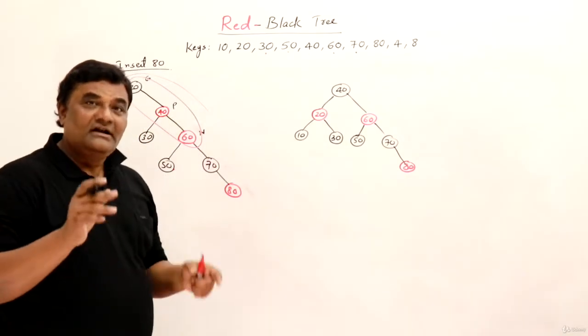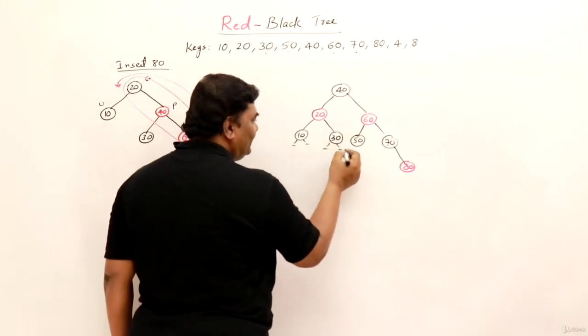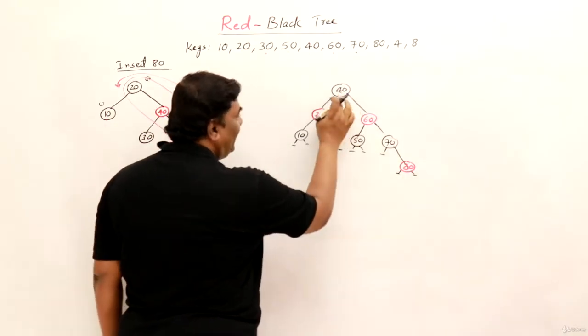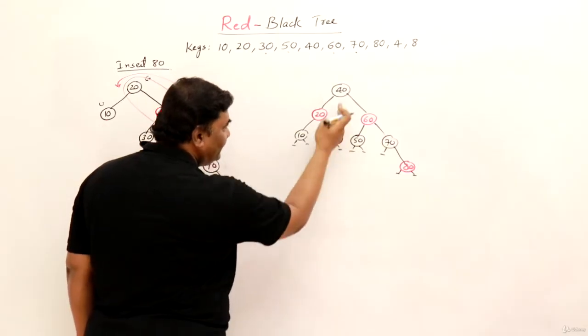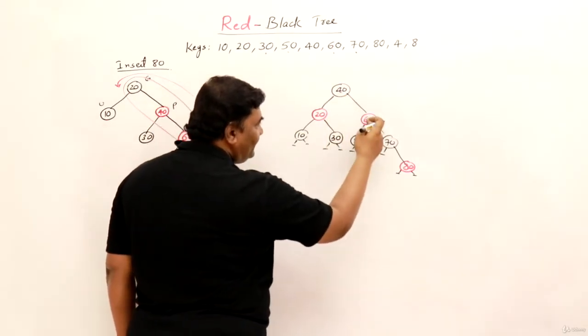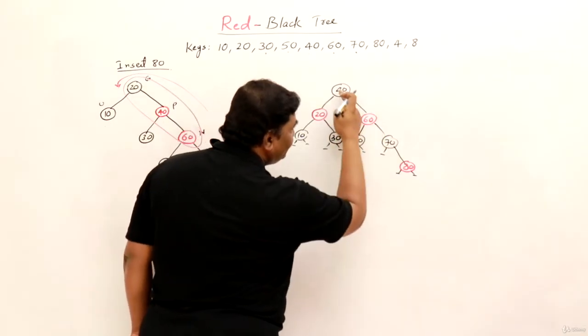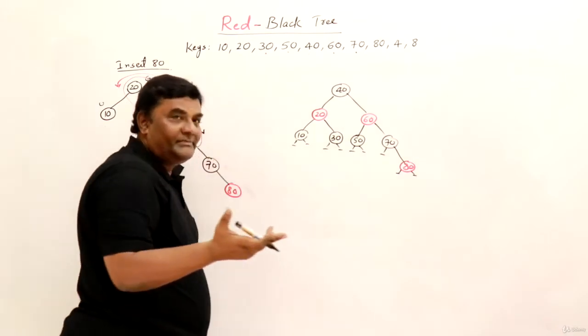Now confirm whether it is perfect or not. So how to know that? Count the number of blacks. So here are blacks, right? Nulls are also black. So count the number of black nodes. 1, 2, 3. 1, 2, 3. 1, 2, 3. So along this path, 1, 2, 3. Yes, it's balanced.